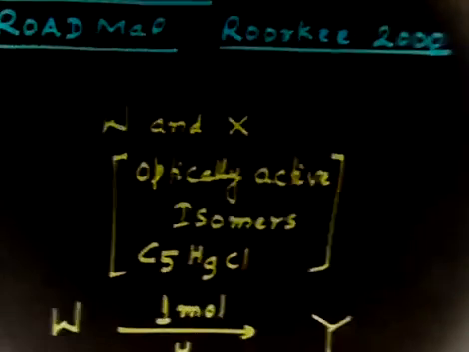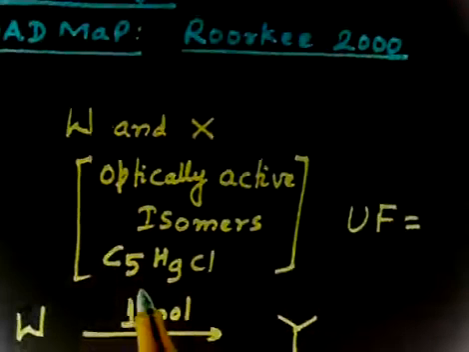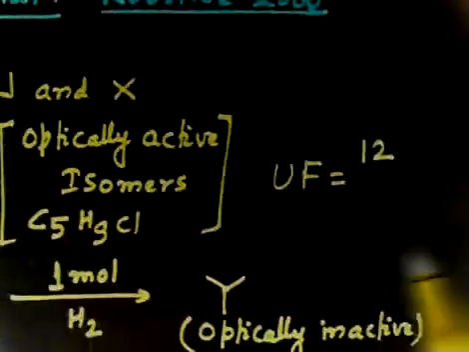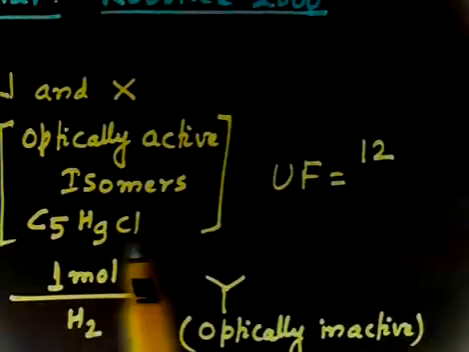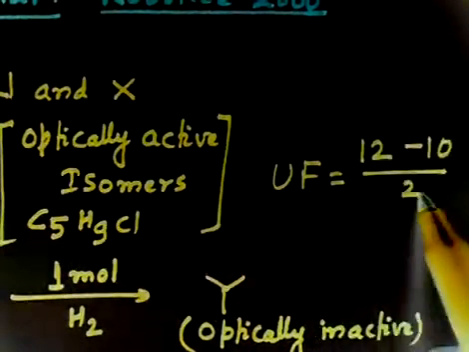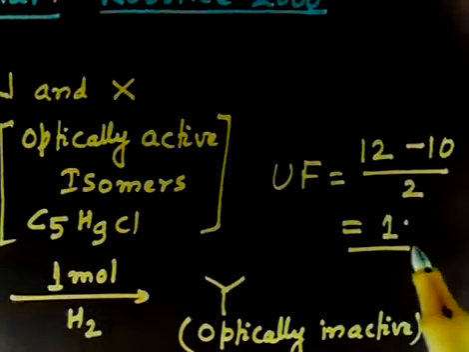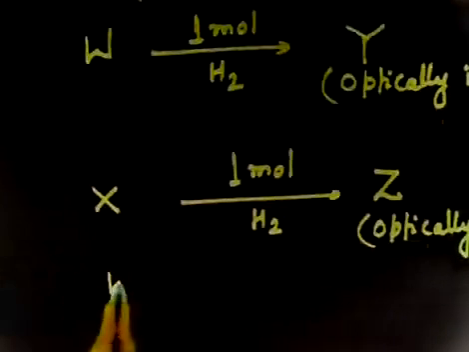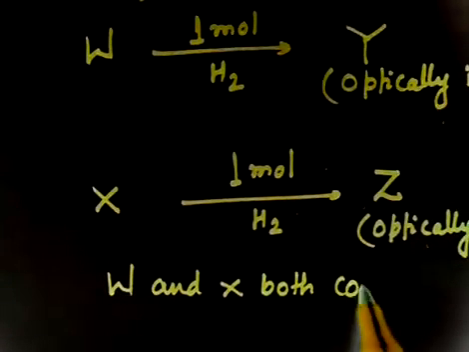Okay, let us see. You have compound C5H9Cl. How many degrees of unsaturation? You have 5 carbons, so you should have 5 into 2, 10 plus 2, 12 hydrogens. But you have only 9 plus 1, since chlorine is treated as hydrogen. So you have 10 hydrogens, divided by 2. So the unsaturation factor is 1. This indicates W and X both contain 1 double bond.